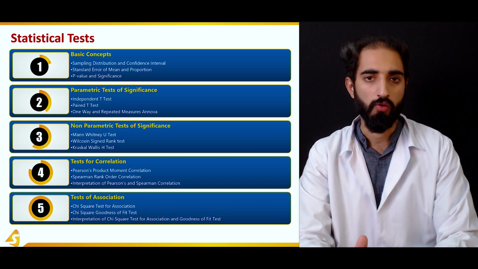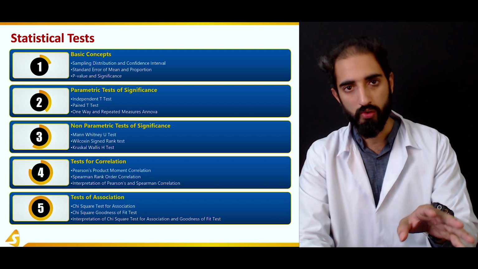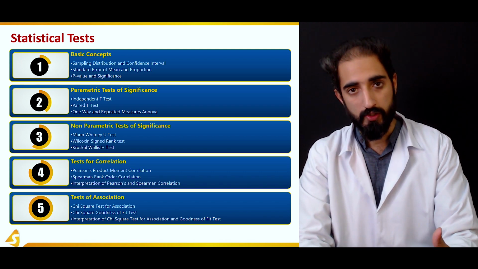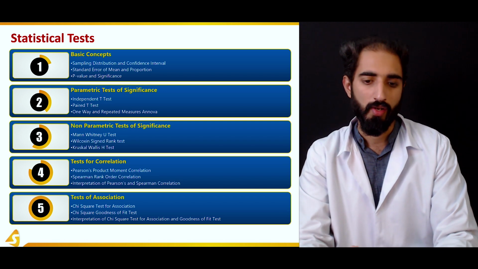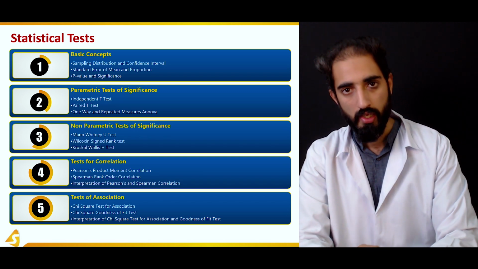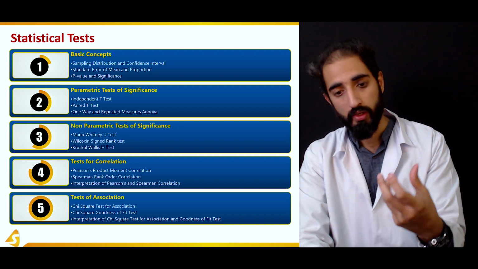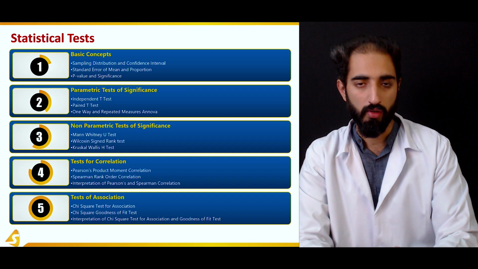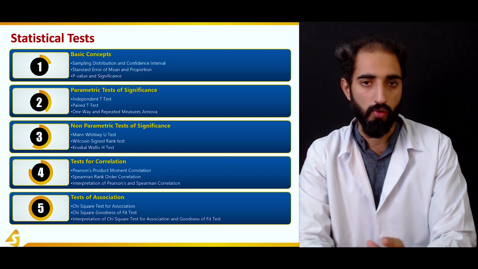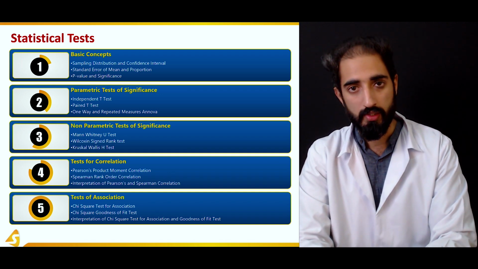At the end, we are going to talk about tests of association, and we're going to talk about a very famous test, a very popular one among early and young researchers, which is known as the chi-square test for association. But we're also going to talk about the chi-square goodness of fit test, and we're going to talk about how to apply these tests, and we're going to talk about the interpretation of these tests as well.